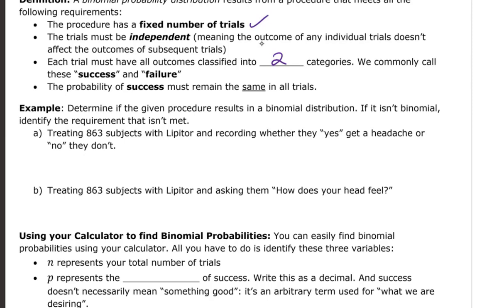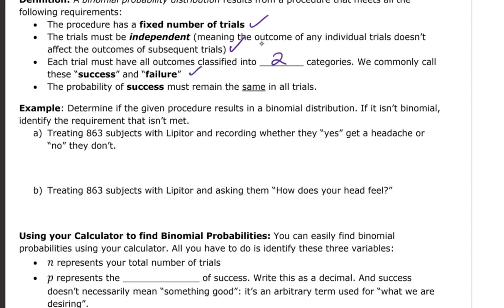Are the trials independent? Well, whether each person got a headache or not is going to be independent of whether another person got a headache or not. So these definitely fall into the independent category. Now, do we have 2 categories of outcomes? Well, since we're recording yes if they got a headache or no if they didn't, this has just 2 categories of outcomes. So this is going to fall in the binomial situation.